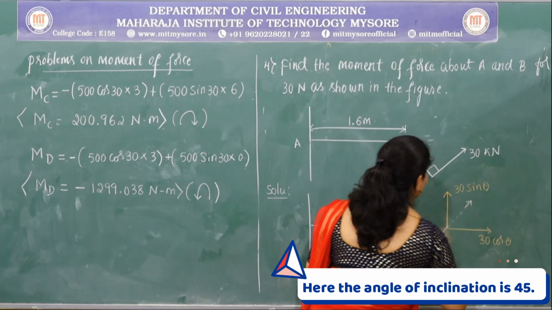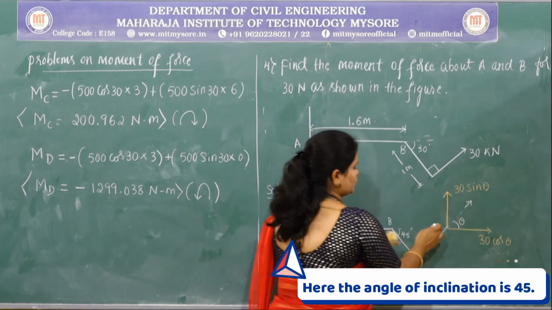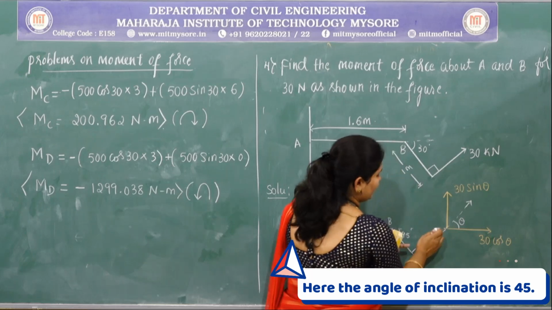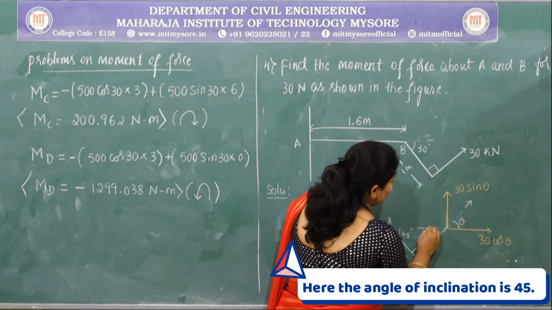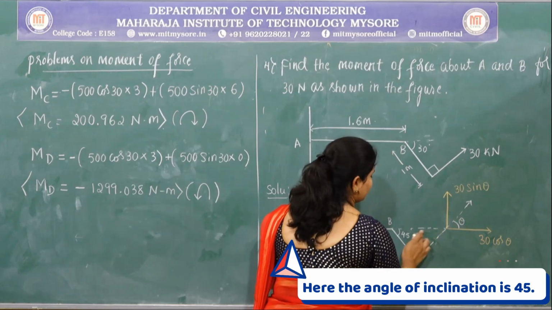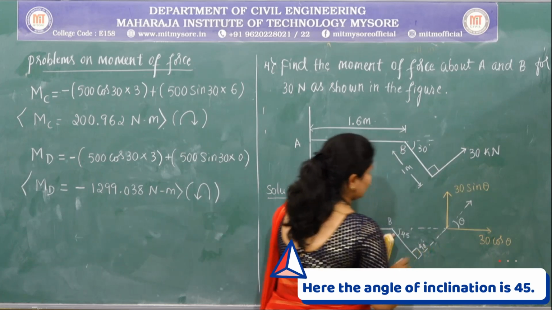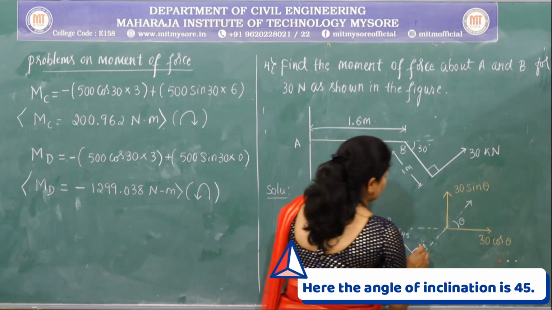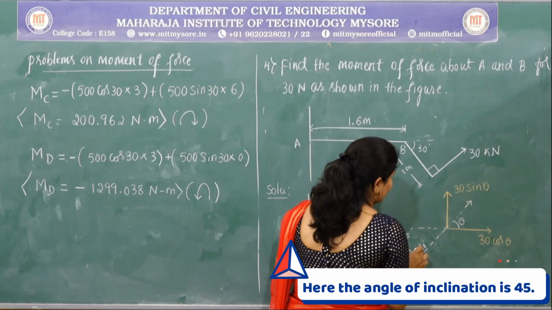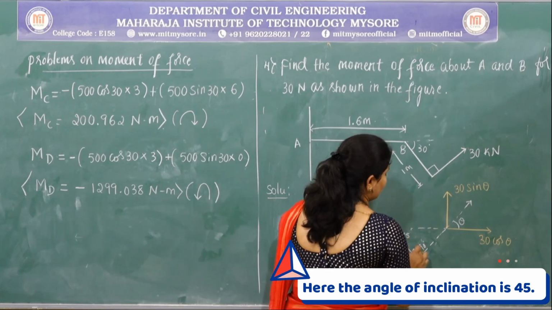This is the line of action of the force. We need to find out this angle theta. Through vertically opposite angles, if I find out this angle, I can easily get this angle. So use the concept of triangle. The total angle of a triangle is 180 degrees. Here the given angle is 90 plus 45, that will become 135 degrees.